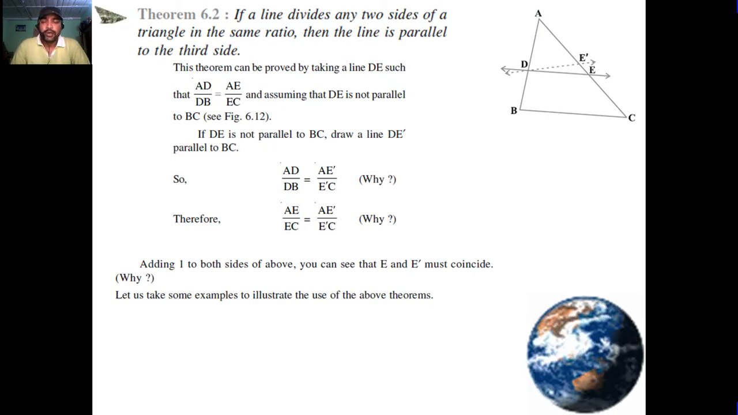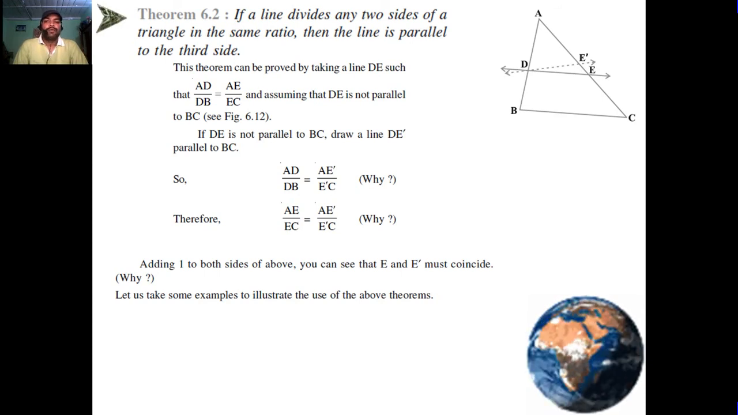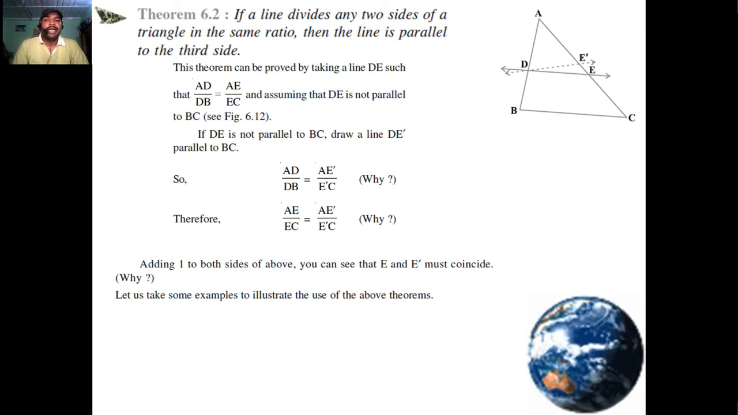Now students, theorem 6.2. If a line divides any two sides of a triangle in the same ratio, then the line is parallel to the third side. This is the converse of Thales theorem. This theorem can be proved by taking a line DE such that AD upon DB is equal to AE upon EC, and assuming that DE is not parallel to BC.